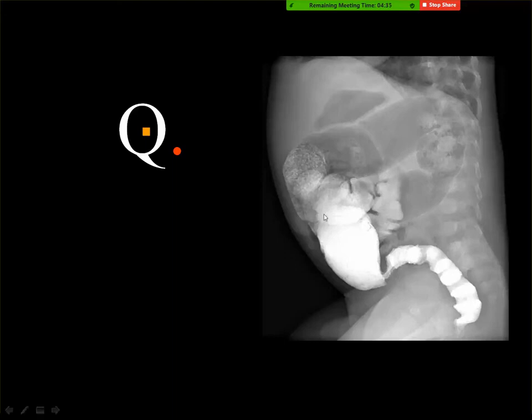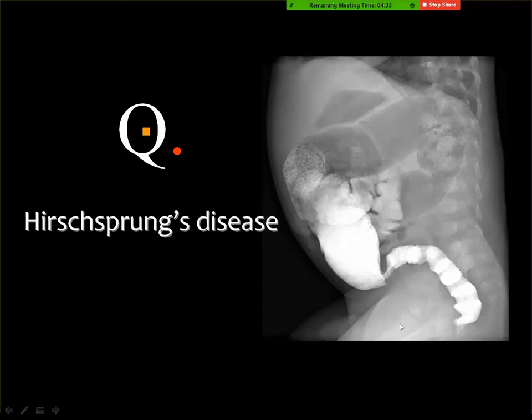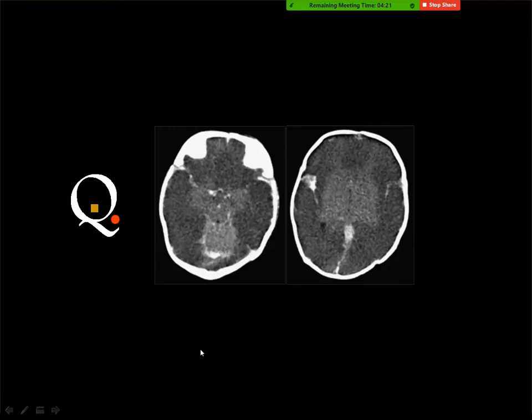Yes, and this is Hirschsprung disease. And you got the aganglionic segment between the rectum and the sigmoid colon with marked proximal dilatation typical of Hirschsprung disease.